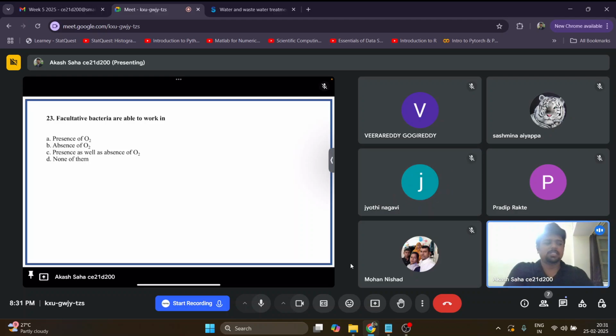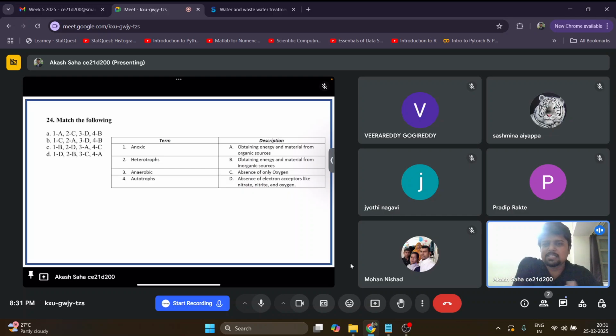Option C, definitely, because these are facultative bacteria which can survive or thrive in both absence and presence of O2, while there are strict anaerobes or strict aerobes. So they will be present strictly in aerobic or anaerobic conditions. That's how they are defined, whereas facultative can survive in both.